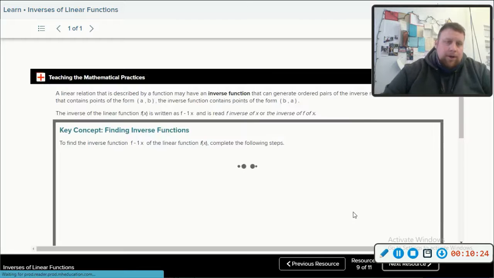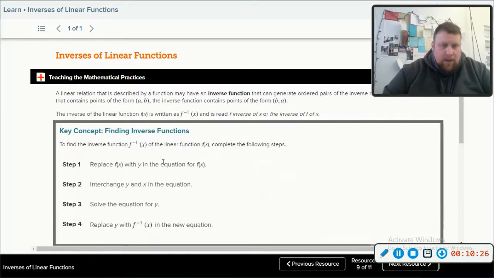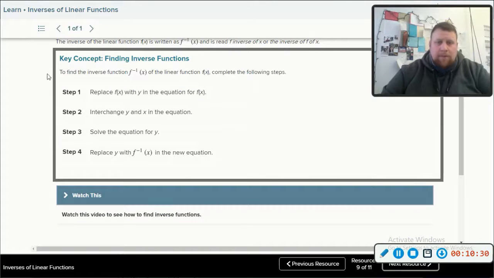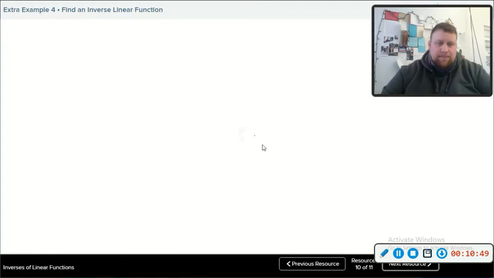Here's where you got to do a little bit of math to find the inverse function. And you're going to write these steps down. So I'm going to have you pause it, write them down. I'm just going to talk through it and then move on. It says replace f of x with y. Remember, y and f of x are the same thing. Interchange y and x in the equation. I'll explain that. And then solve the equation for y. Replace y with f to the -1 of x in the new equation. So let's get into this.